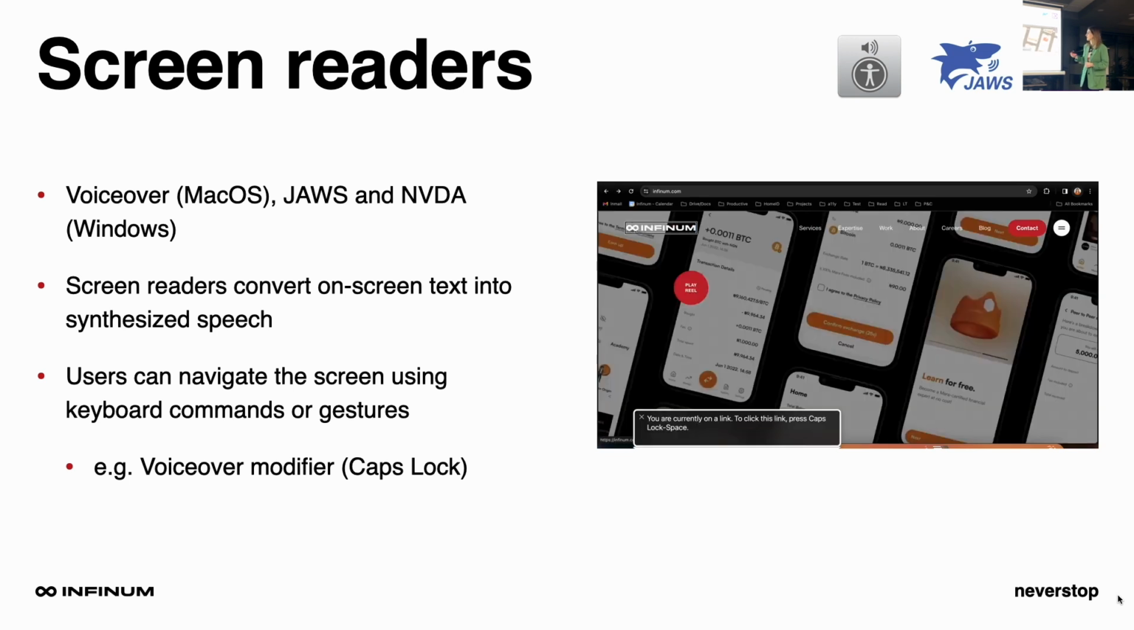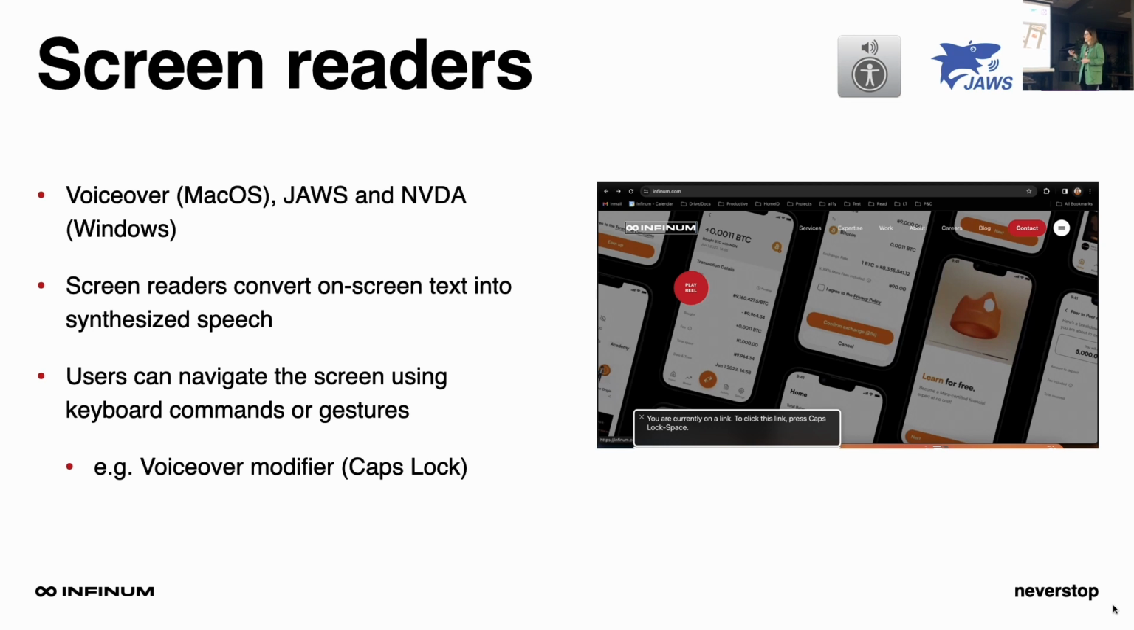And the second part is that it says you're currently on a link. To click this link, press caps lock space. So it tells you what to do when you're on some of the elements. Like this, all these links will have this kind of accessibility helper text. It's recommended to set a VoiceOver or screen reader modifier, so it's easier to navigate the elements.